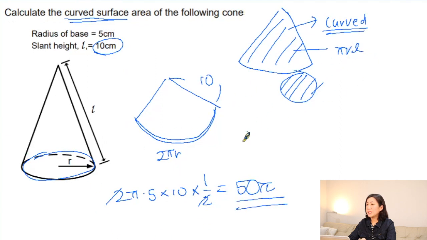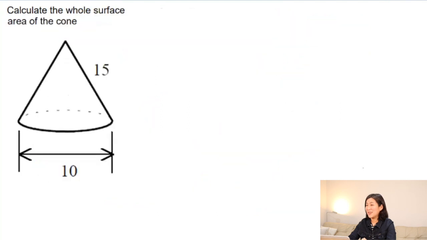Now let's compare it. Let's use the formula simply. Then pi r, r is 5 and L is 10. 5 times 10 pi is 50 pi. The same, right? So that's why I ask you to use a formula when it comes to the cone. It's much easier and simpler.